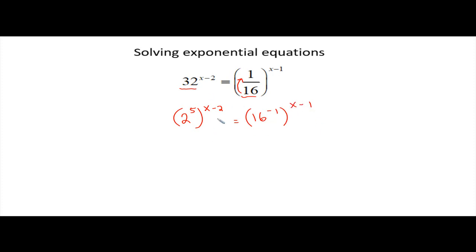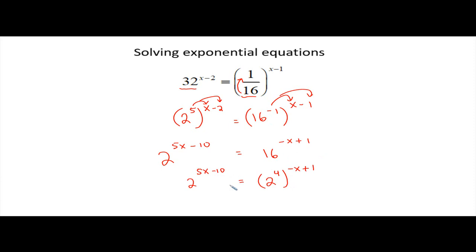Now if we follow exponent rules, we're supposed to multiply these exponents. So this will give me 5x minus 10 when I distribute the 5 here and here. Same thing over here. Now this 16, you can distribute this negative 1 first. I distribute this negative 1 here and here. That will give me negative x plus 1. And then 16 is the same thing as 2 to the 4th power, and then we have this negative x plus 1 outside here. This is 2 to the 5x minus 10.